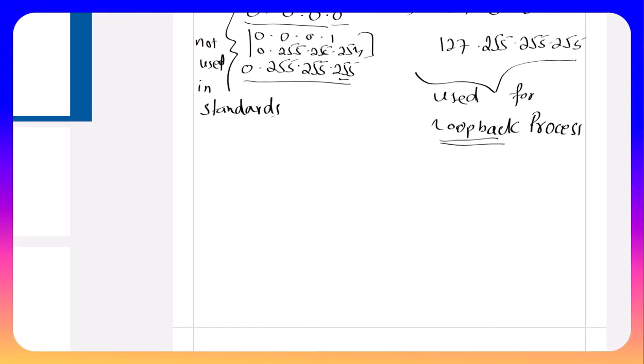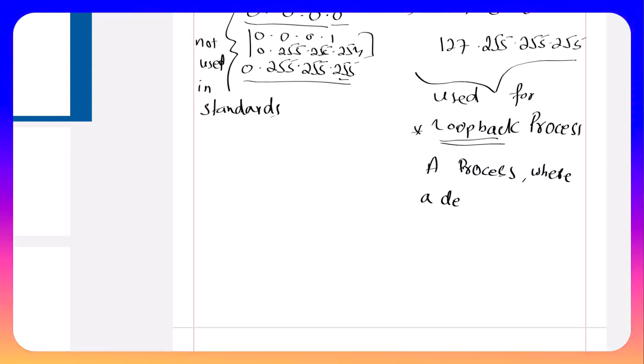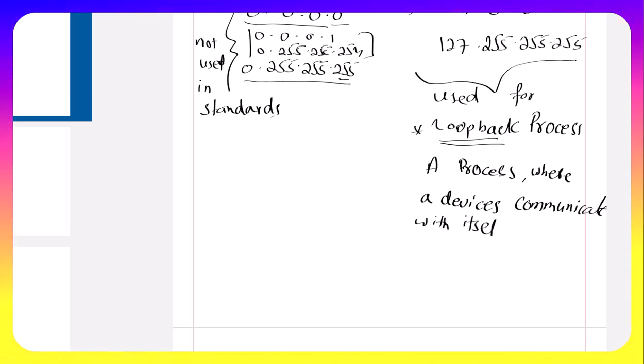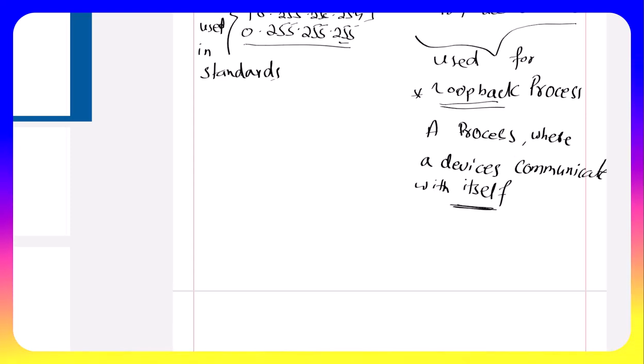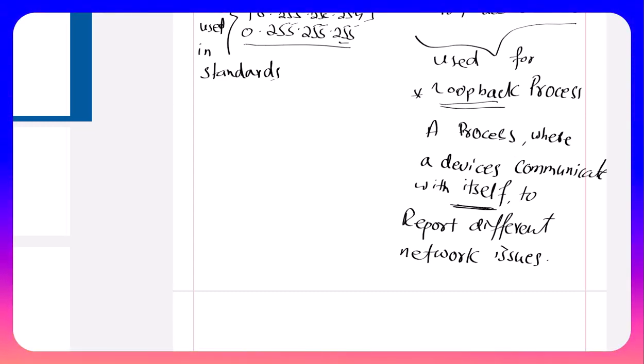What is the loopback process? Let's try to understand this. It is a process where a device communicates with itself to report different network issues. Let's try to understand the loopback process with the help of a diagram.